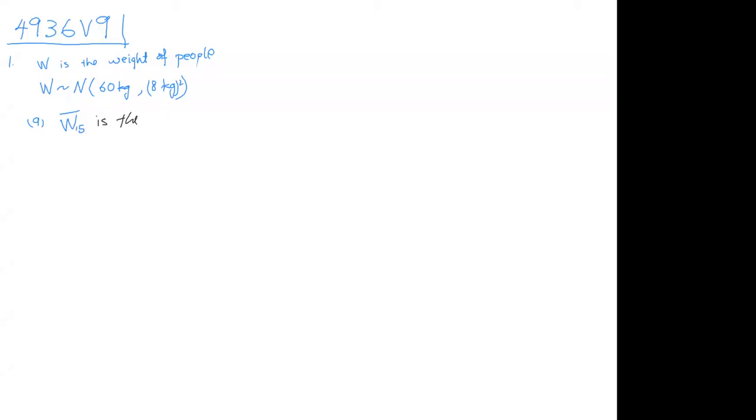Okay, so they will ask you to explain the meaning of W bar 15. Okay, W bar 15 is the mean weight of a group of, or you can say a sample of 15 people. So it depends on the scenario. If the scenario talks about people, then you say people, okay?